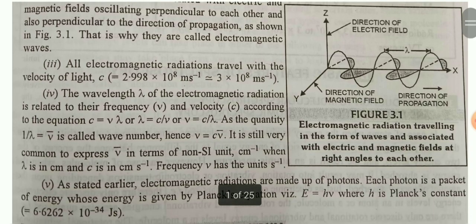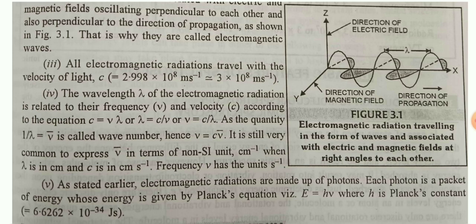Third, all electromagnetic radiation travel with the velocity of light, that is c. Fourth, the wavelength lambda of the electromagnetic radiation is related to their frequency nu and velocity c. According to this equation, c is equal to nu lambda, or lambda is equal to c upon nu, or nu is equal to c upon lambda.